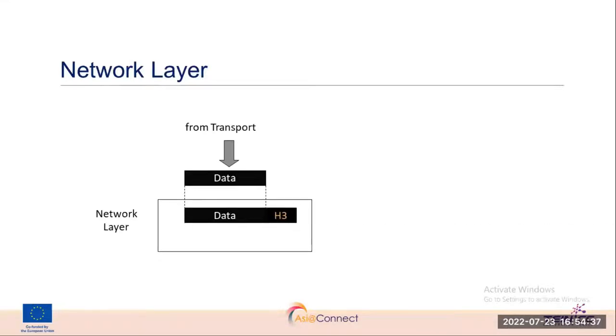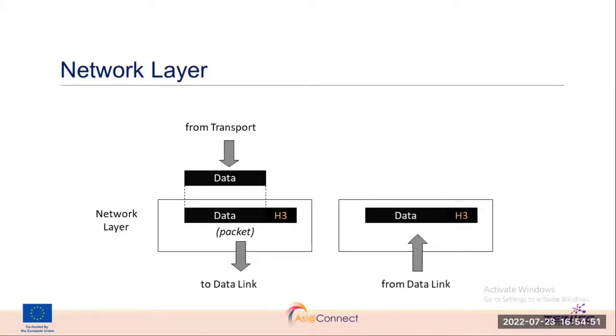It will receive the data from the transport layer and add the network layer header, forming the packet, and send it to the data link layer. And in the receiving end, the data link layer will send the data back to the network layer. The network layer will remove its header and send it to the transport layer.